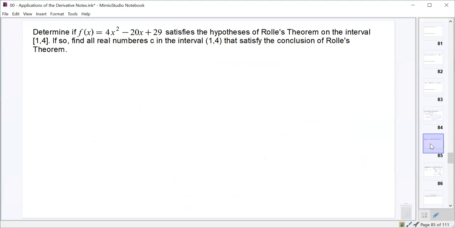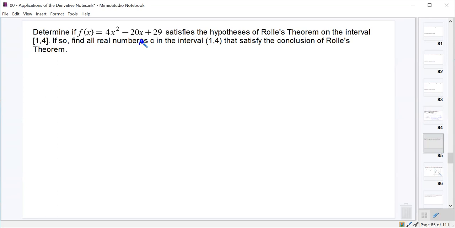So let's just take a basic function, f of x equals 4x squared minus 20x plus 29, and see if it satisfies the hypotheses of Rolle's theorem on the interval 1 to 4. And then we'll find all real numbers c on the interval 1 to 4 that satisfy the conclusion of Rolle's theorem. Probably try not to spell things wrong here.